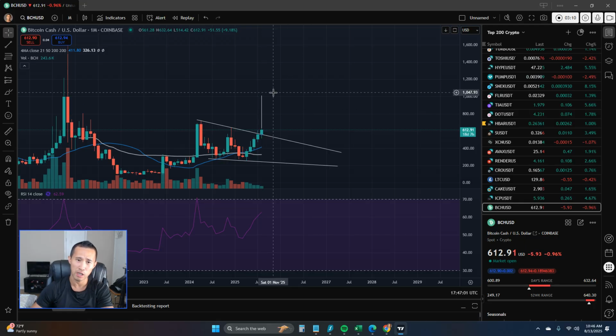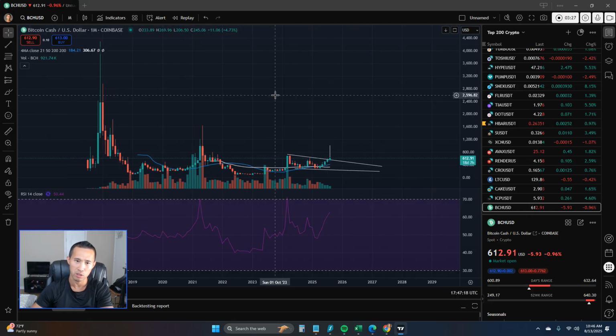And the price target for this breakout is measured by measuring the opening of the pattern, and then you put it on top of the estimated or actual breakout point. And then this will give you a price target of about $1,000 for Bitcoin Cash, just purely based on technical analysis.